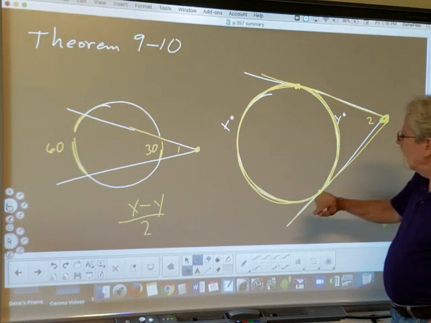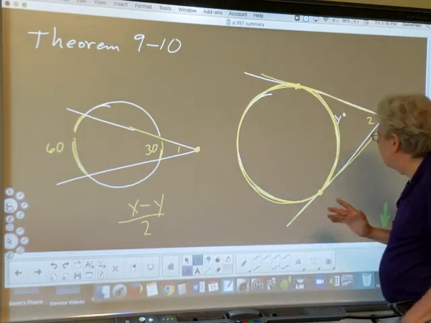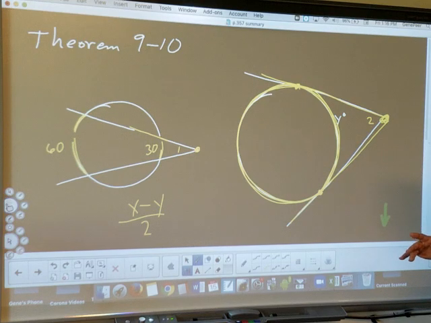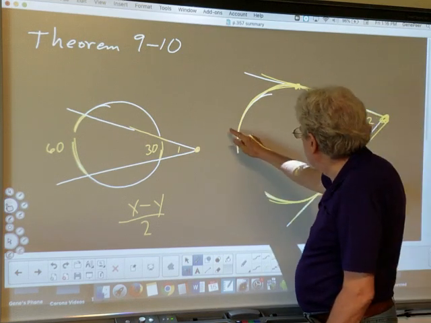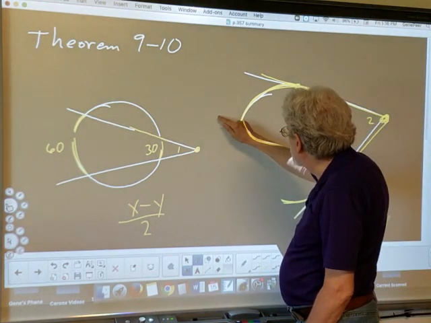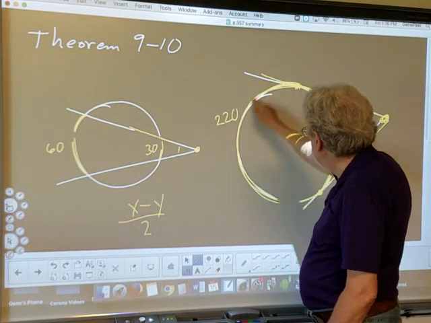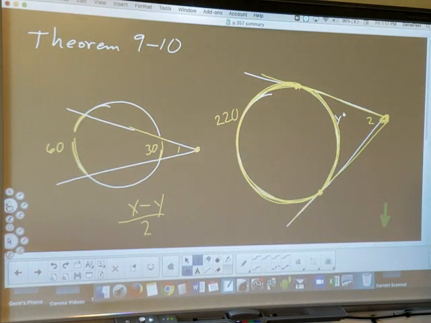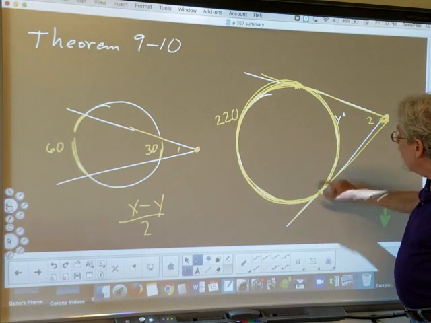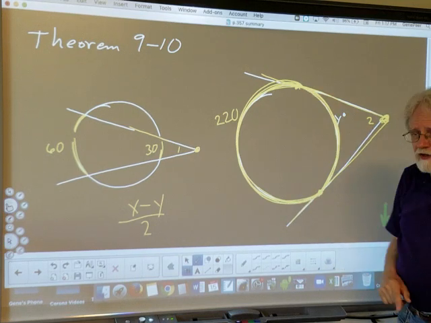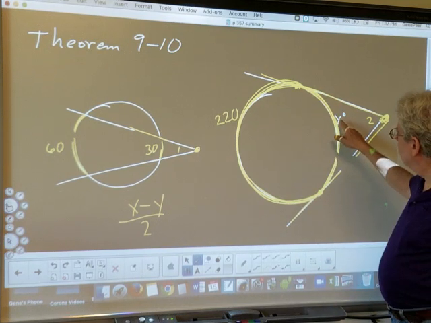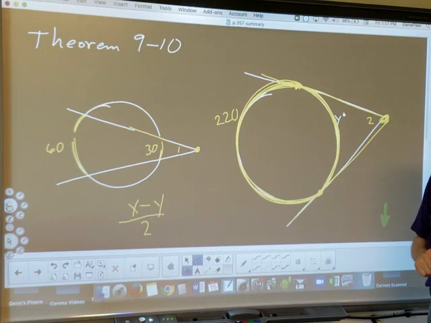Now the beauty of this is, all I have to give you is one of those 2 arcs. Suppose you're told, make up a nice easy number to work with, this arc is 220. How do we find angle 2? Well, Theorem 9.10 says we take this arc and subtract that arc and take half. But they're not going to give you this arc whose measure is y. So how are we going to find it?